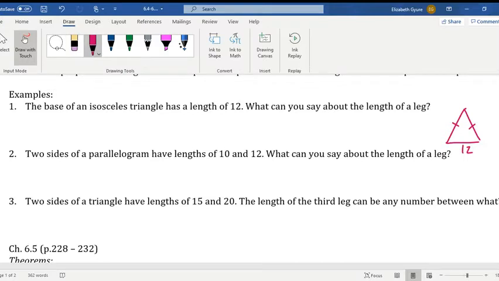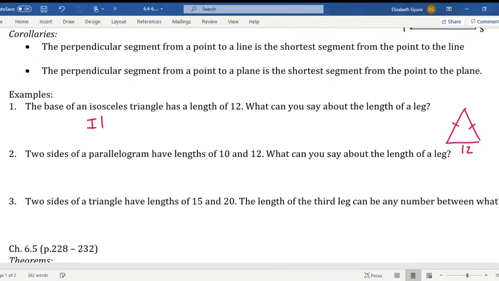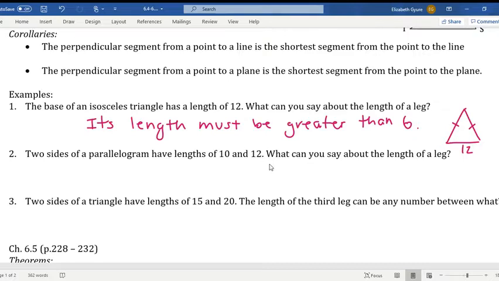So what can you say about the length of a leg? Its length must be greater than 6. Good. Two sides of a parallelogram have lengths of 10 and 12.